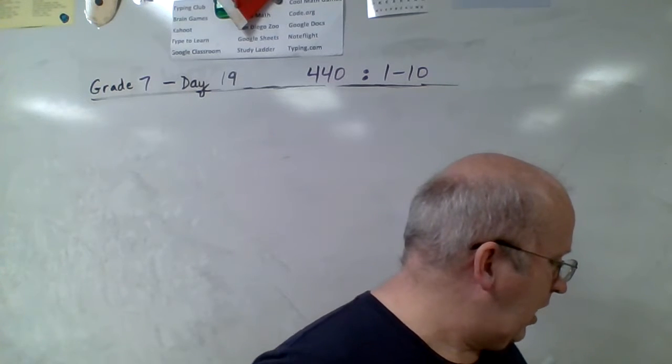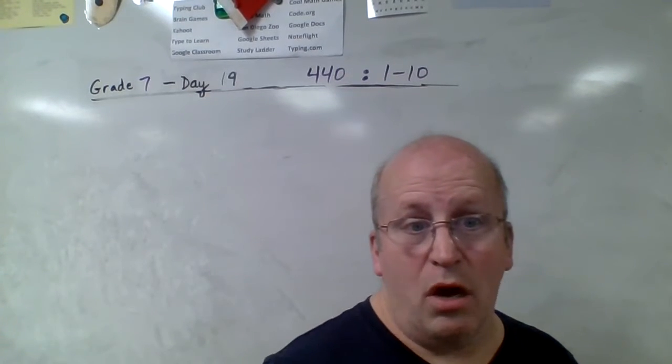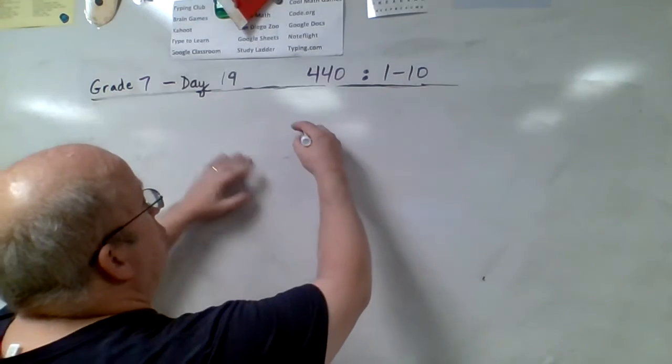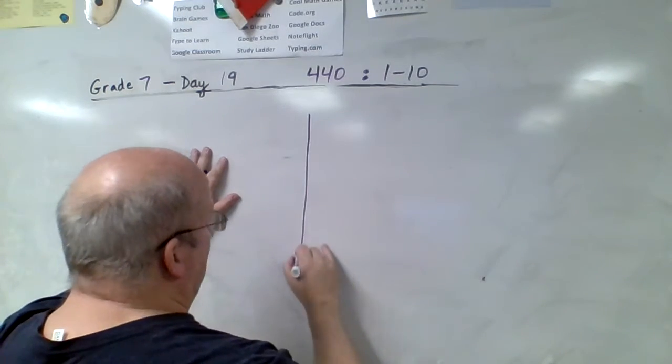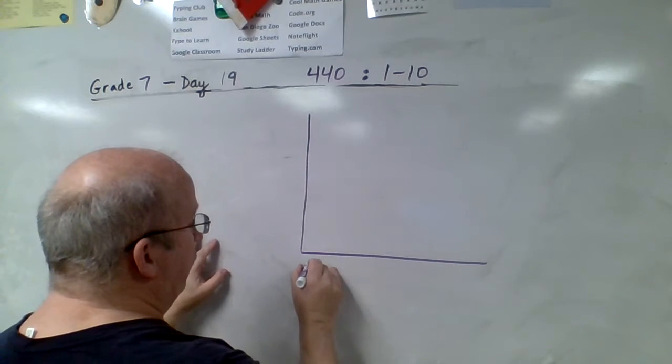Number 3, use intervals 0 to 2, 3 to 5, 6 to 8, and 9 to 11 to make a histogram of the data. Well, the data they're talking about is off to the right. I'm going to give you a jump start on this. I'm going to show you at least somewhat of how you could start this. Make sure you have plenty of room.